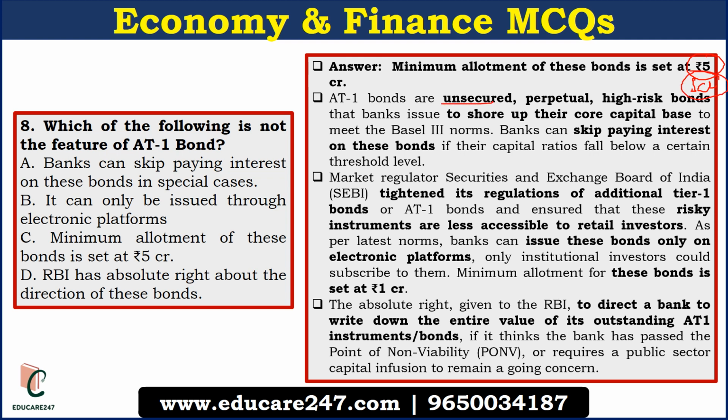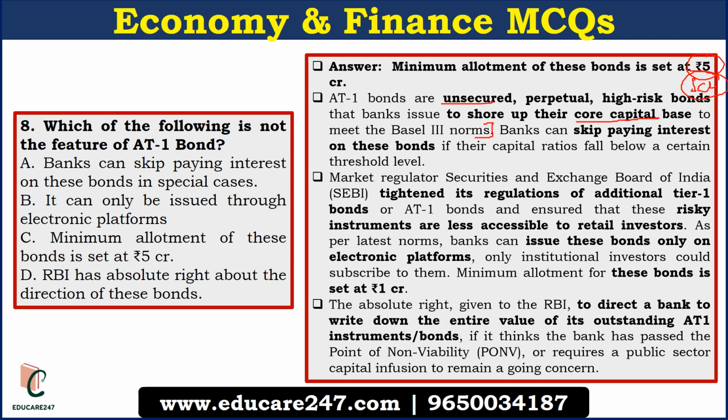It is unsecured high risk bonds that banks issue to increase their core capital base to meet the Basel III norms. Banks can skip paying interest on these bonds if the capital ratio falls below a certain threshold limit. So basically it is high risk in nature. Investors may not get their interest payment if the capital ratio falls below a certain threshold limit.